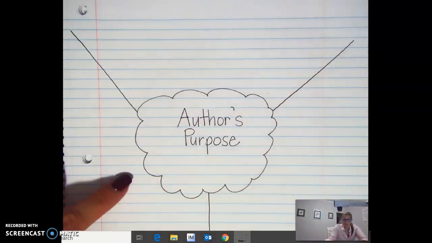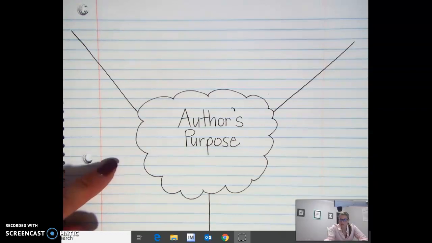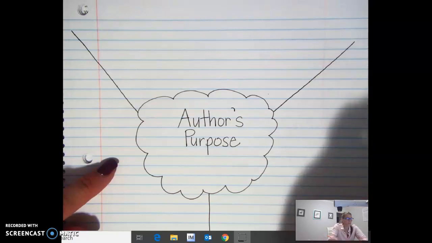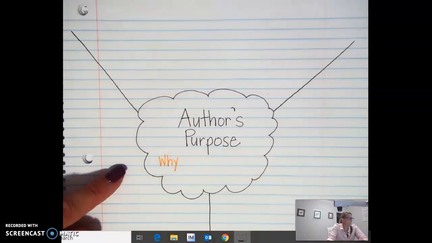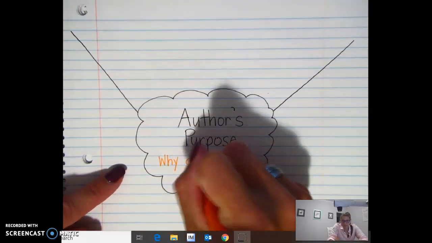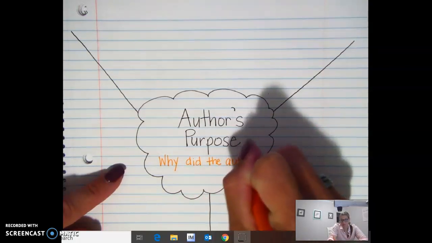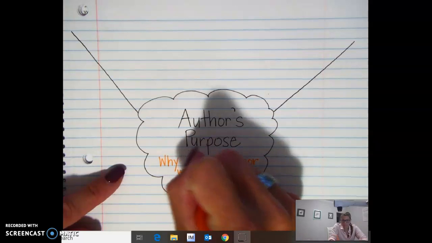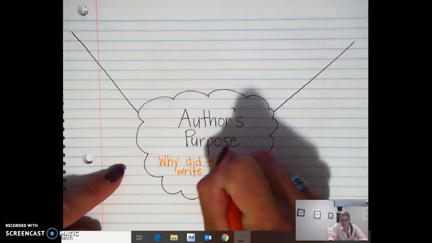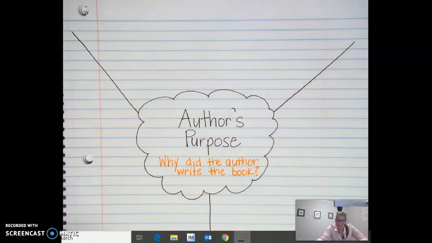In your journals this morning, or your reading notebooks, begin this diagram with me. We are going to be filling it in during our small groups. So the author's purpose is: why did the author write the book? And of course it could be a book, it could be an article in a magazine, but the text, whatever it is that you chose to read.